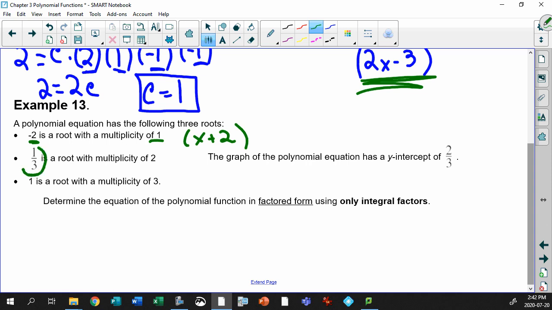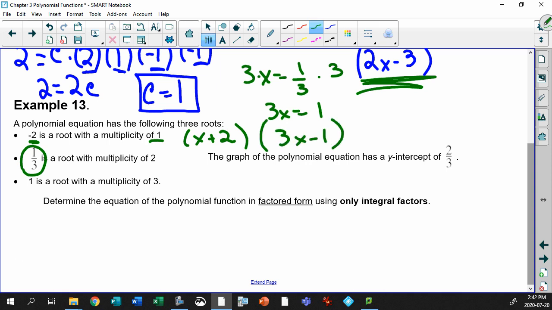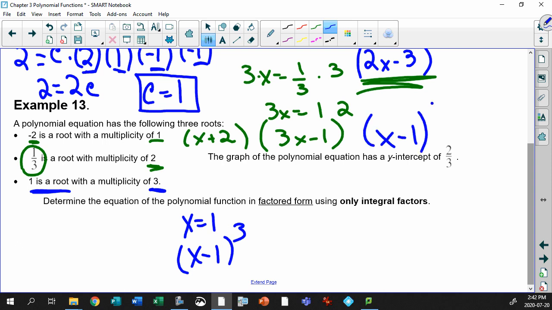Now, we've got that 1/3. Uh-oh. Yeah, exactly. x equals 1/3, which means times both sides by 3, leaving you 3x equals 1. Bring the 1 over. This is 3x minus 1. There's our other factor. And it has a multiplicity of 2. So that's going to be squared. Wow, neat. And then finally, 1 is a root with a multiplicity of 3. Oh, okay, well, that's easy enough because that means x equals 1. Bring it over. x minus 1 has a multiplicity of 3.